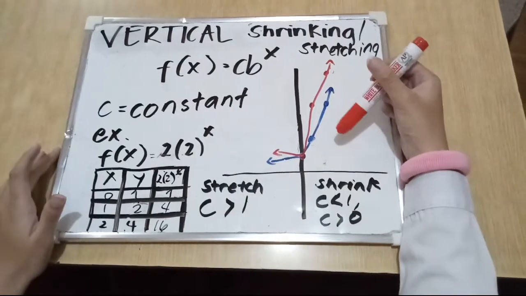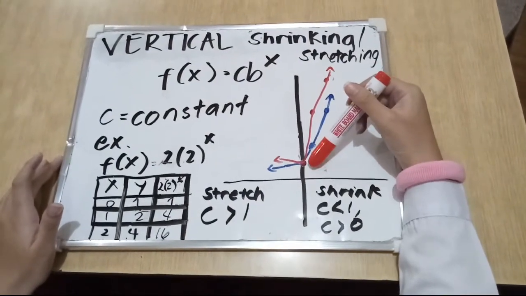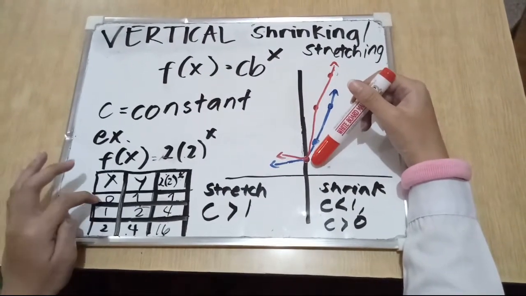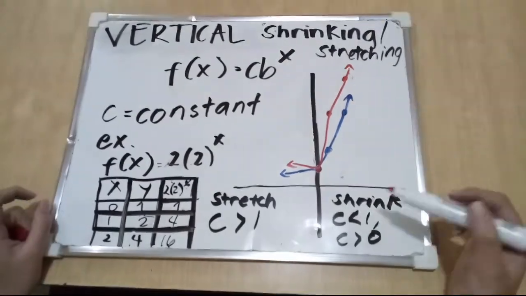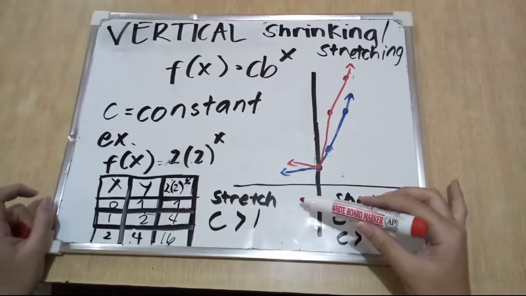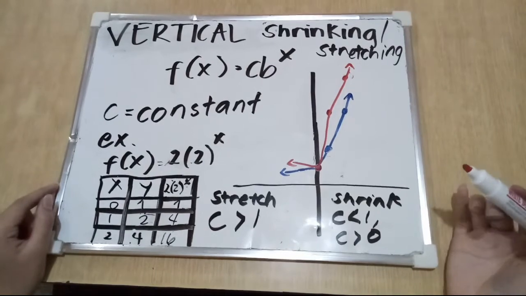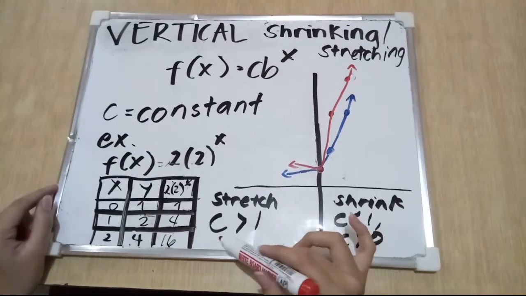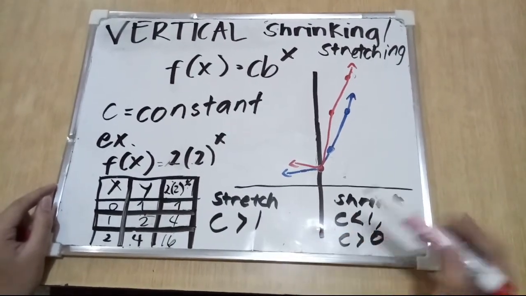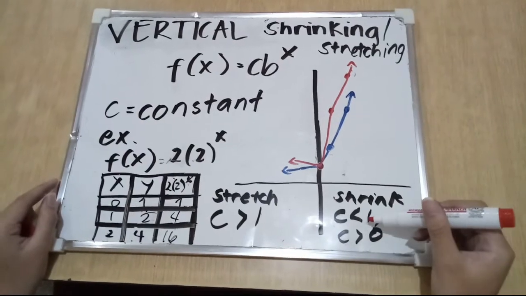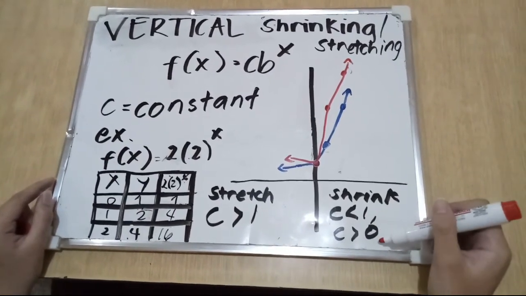In shrinking and stretching, the values share the same home point, which is 0 and 1. And the same rules apply to vertical and horizontal shrinking and stretching, wherein in stretching, the constant is greater than 1, and in shrinking, the constant is less than 1 but is greater than 0.